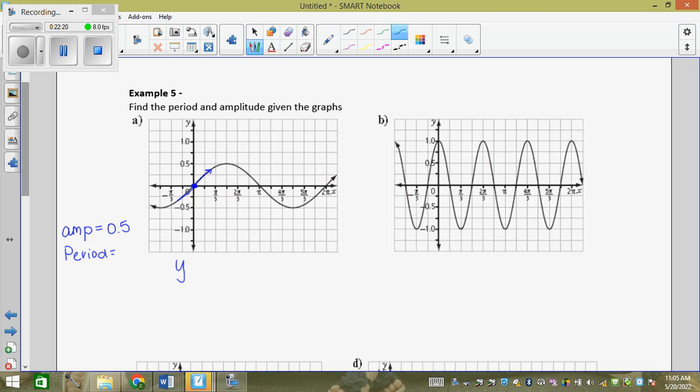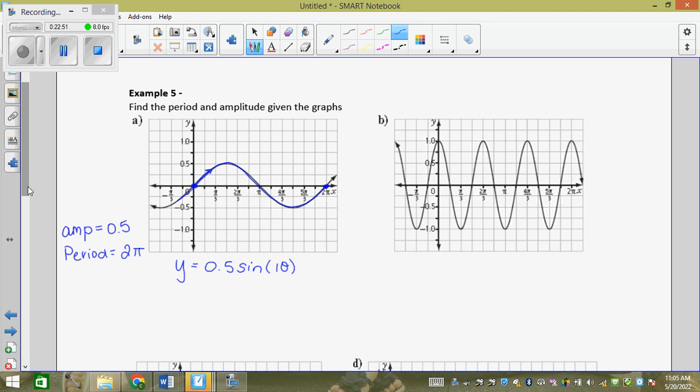And then the period of this graph. If we start here, we go past a max, past a min, back up to that height. It's 2 pi. So how has it been stretched? Vertically, yeah. But there's no horizontal stretch on this one, is there? So what's my b going to be? 1. And my a is going to be 0.5. This is the sine graph. You don't really need the 1, but I put it anyways.